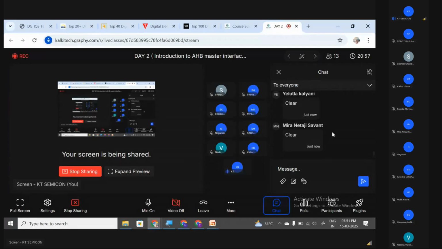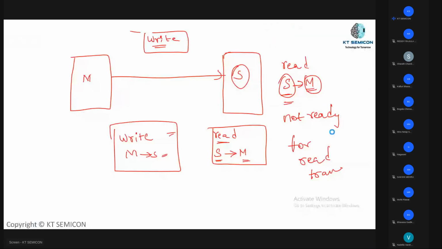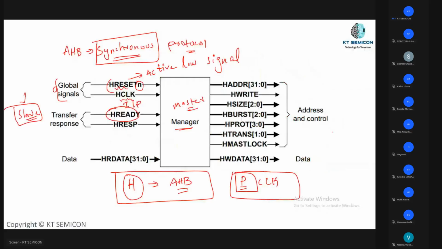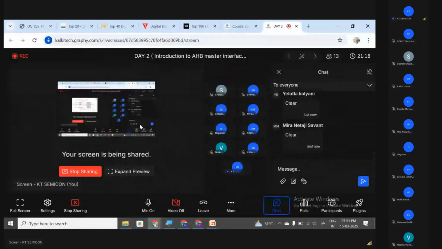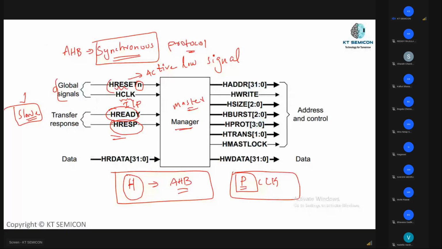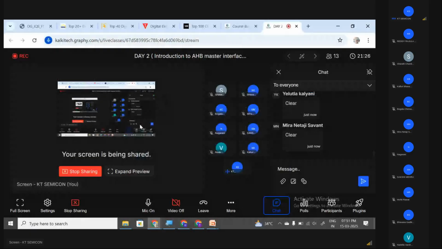Here the master will also come to know whether the data transfer is successful or not, with a signal which is known as the HRESP signal, the HRESPONSE signal. This signal is used to indicate whether the transaction has been successfully completed or not. This signal will help you to understand. So the HREADY signal and HRESP signal, are they clear? Is there any doubt?